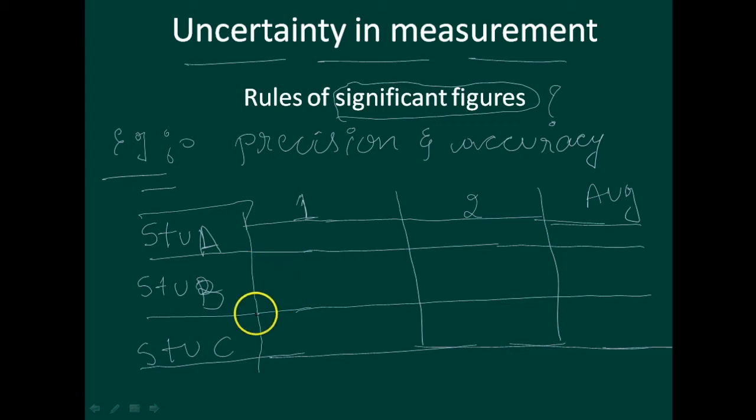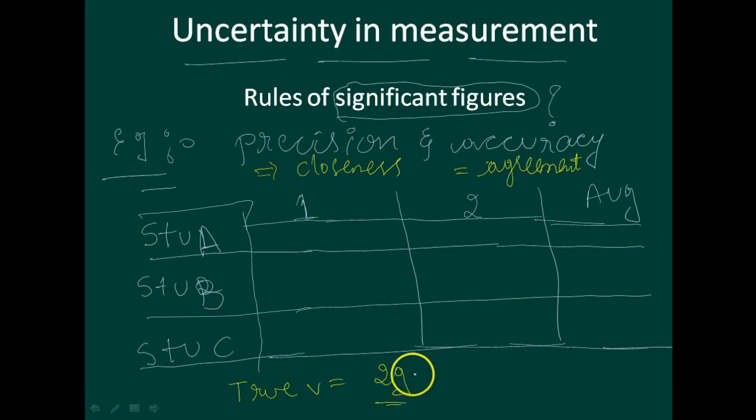Consider that the true value for a result is 2 gram. Precision refers to the closeness of various measurements for the same quantity. However, accuracy is the agreement of a particular value to the true value of the result. For example, here the true value is 2 gram.